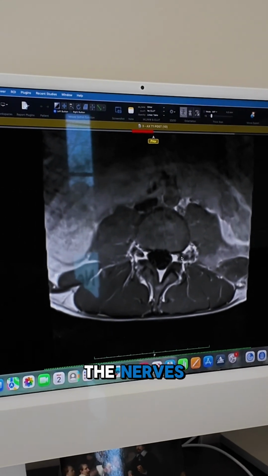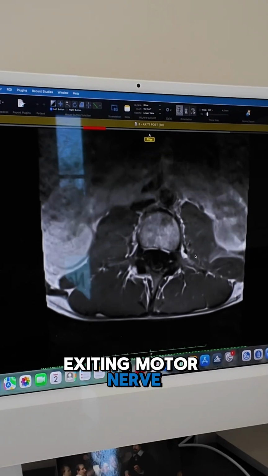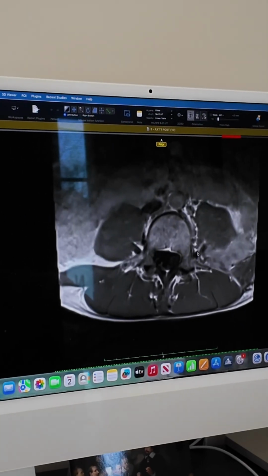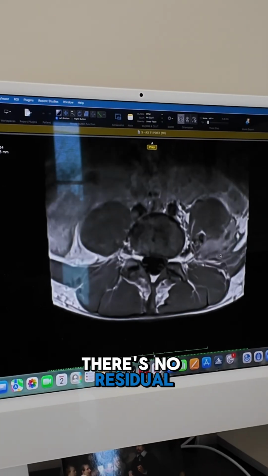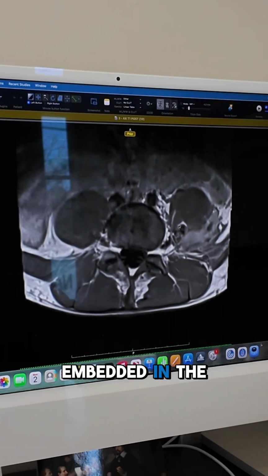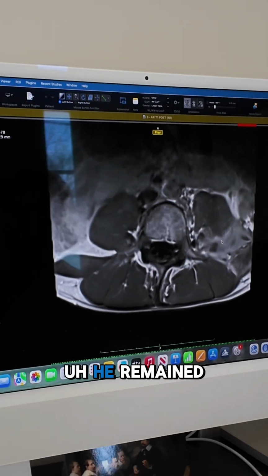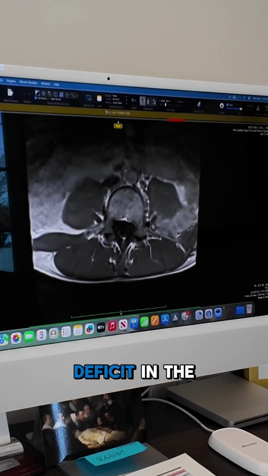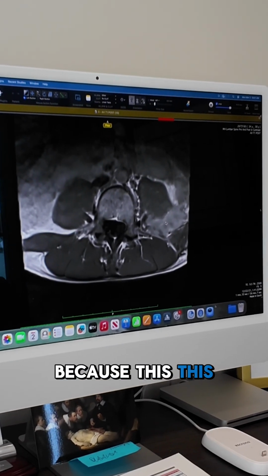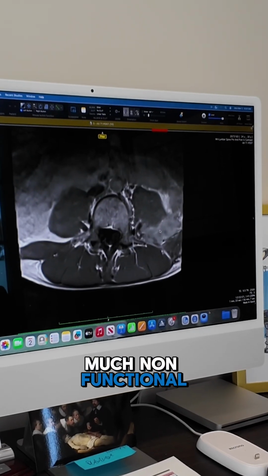We identified all the nerves. This is the exiting motor nerve. You trace it down, you have excellent motor nerve preservation distally. Tumor is completely gone, there's no residual. You can even see the motor nerve here embedded in the psoas muscle. He remained neurologically intact, and importantly, he did not have any sensory deficit in the left quad, because this nerve root was actually pretty much non-functional from the tumor.